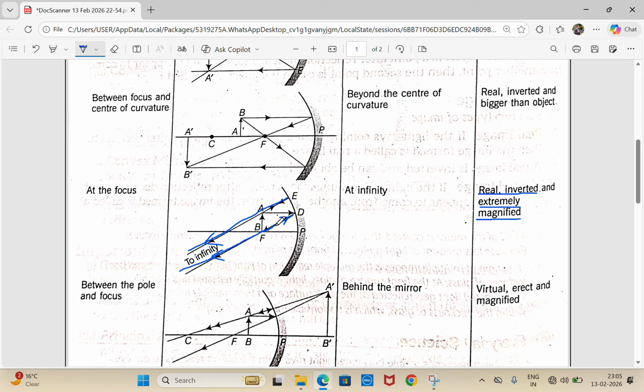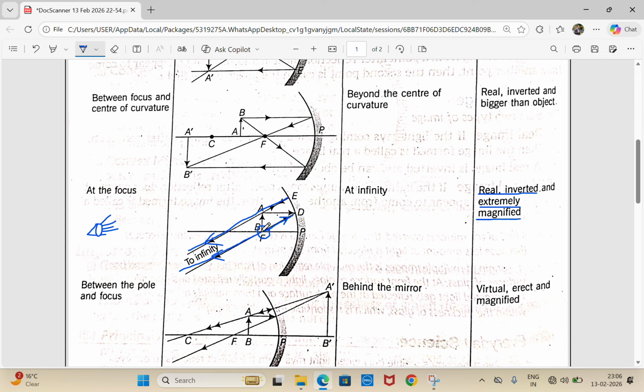Here we can see that in torch lights, the bulb is placed in the focus, and the light rays coming out from these bulbs are reflected to infinity. You can see that the rays are coming out from a torch. Suppose it is a torch and rays are coming and they tend to meet, but you can't see where they are actually meeting. So you can see this in a torch light.